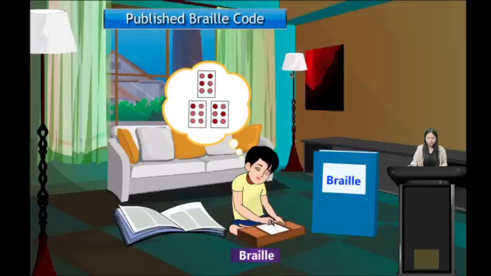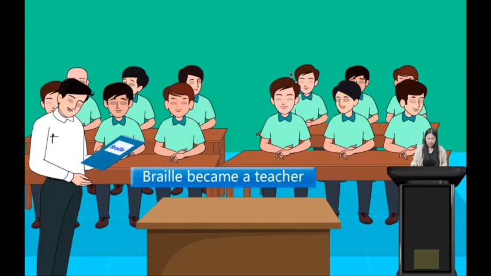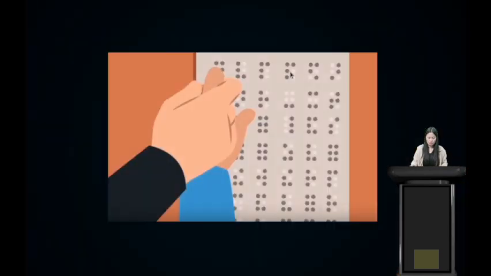So let us see this. He published the Braille code, which helps the visually challenged person to read and write. He also became a teacher to help the visually challenged people, the visually impaired people, the blind people. He became a teacher to teach the blind people to read and write.